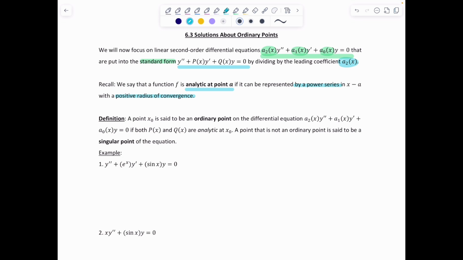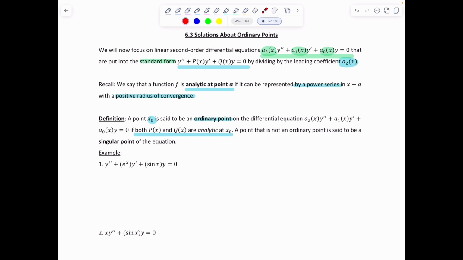Now we're going to get a little bit more specific about what sort of values of a we're interested in looking at with our solutions. So we say that a point x naught is said to be an ordinary point of the differential equation, again linear second order, a2 of x y double prime plus a1 of x y prime plus a naught of x times y equals 0, if both p of x and q of x are analytic at x naught.